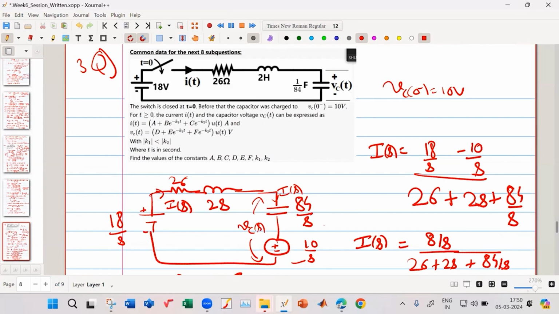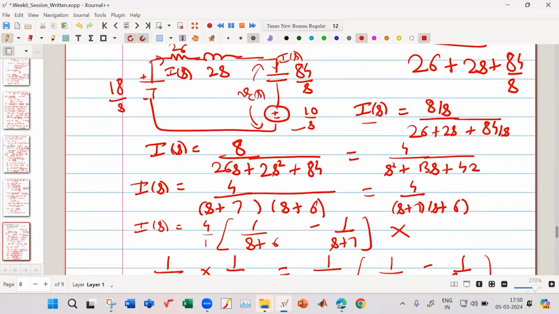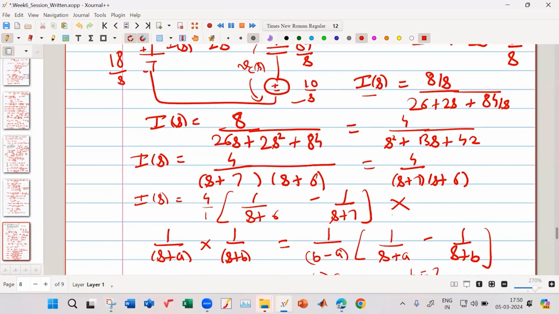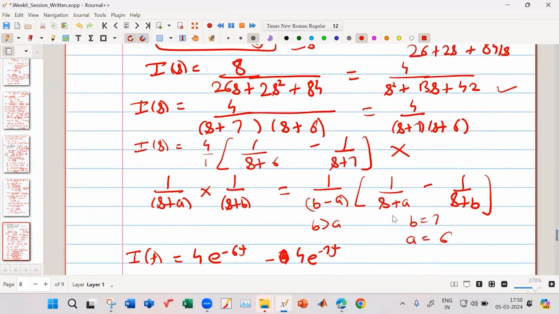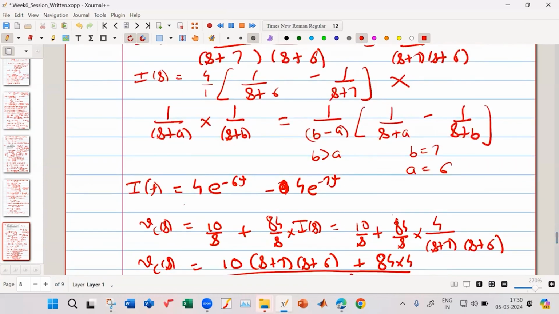And then inductor 2H becomes 2S, capacitor 1 by 84 becomes 84 by S. Then I found out the current. In this case, if you see, over here also, this is a second order equation. But the roots of this are not complex conjugates. So we were easily able to find the inverse Laplace transform. We could do partial fractions of it. And we could get it of this format. And we found out the inverse Laplace transform of it.